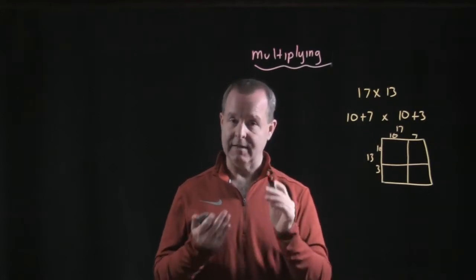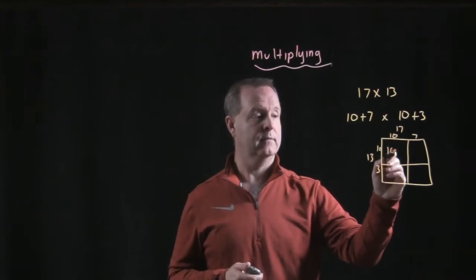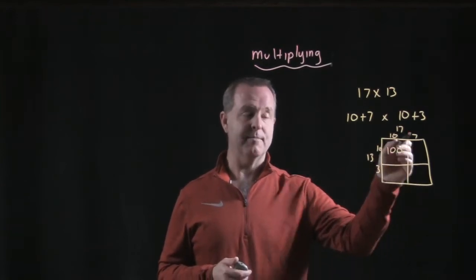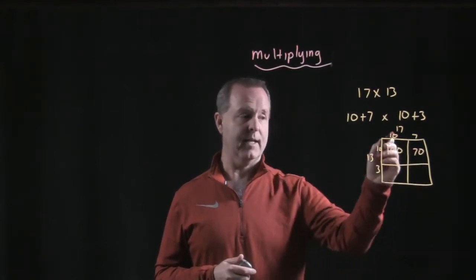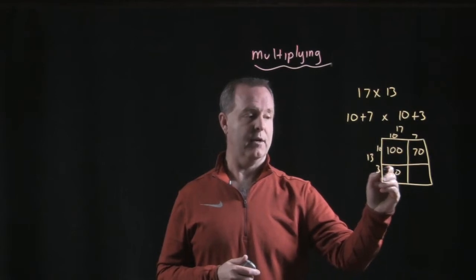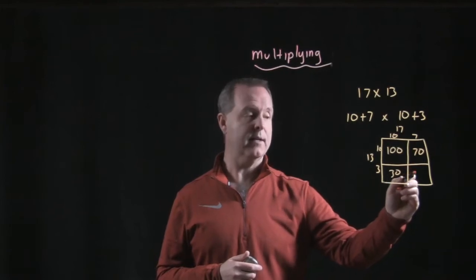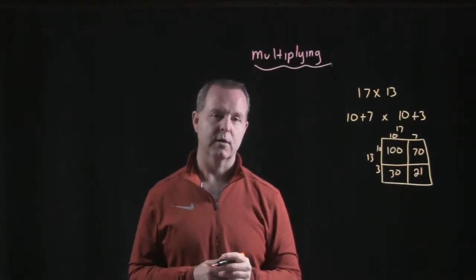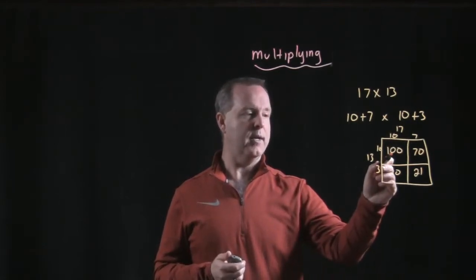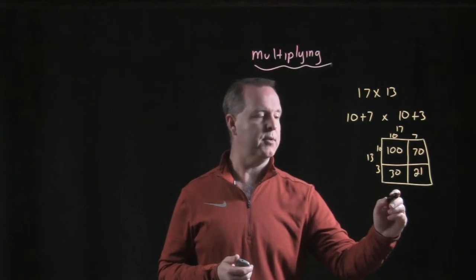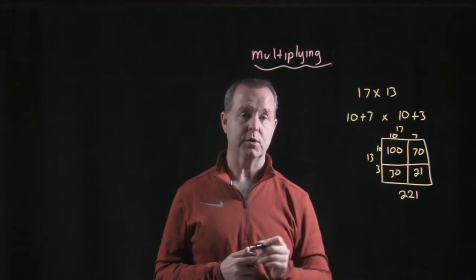Finding the area of each individual shape, this is a 10 by 10. 10 times 10 is 100. This shape over here is a 10 by 7, which is 70. This shape down here, 10 times 3, makes 30. And this last little corner here is a 7 by 3, which produces 21. If I took all the individual areas and added them together, 100 plus 70 plus 30 plus 21 produces 221. 17 times 13 equals 221.